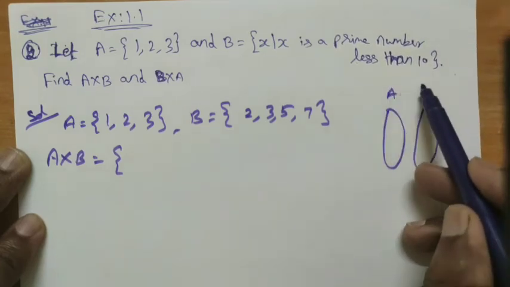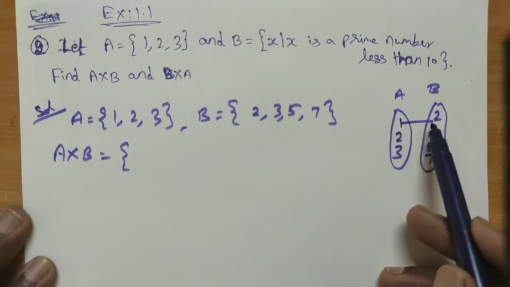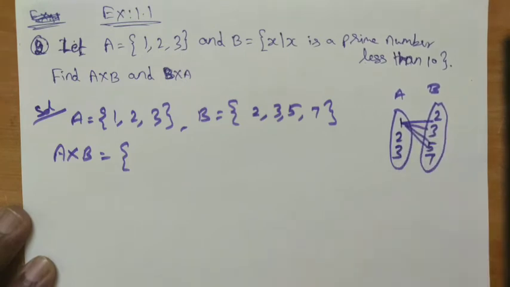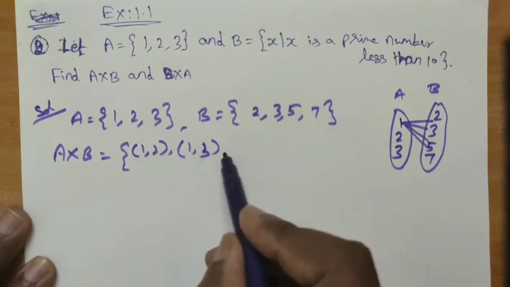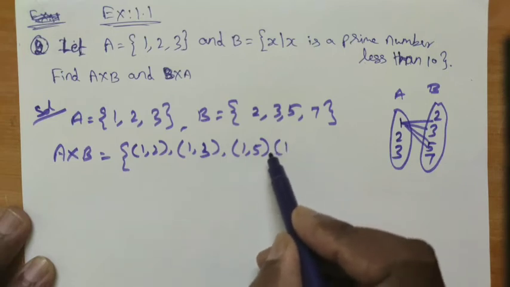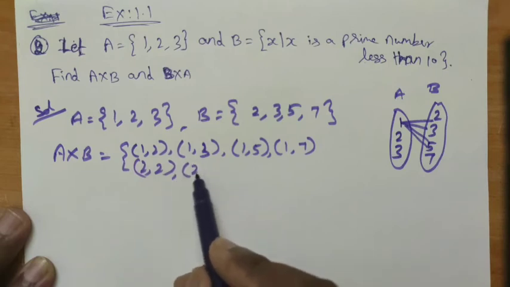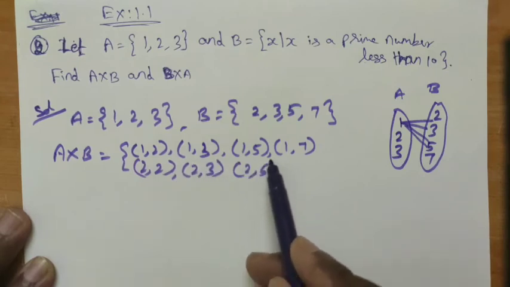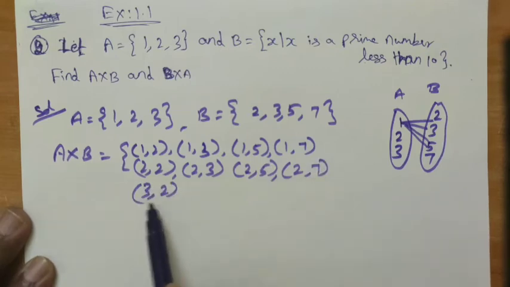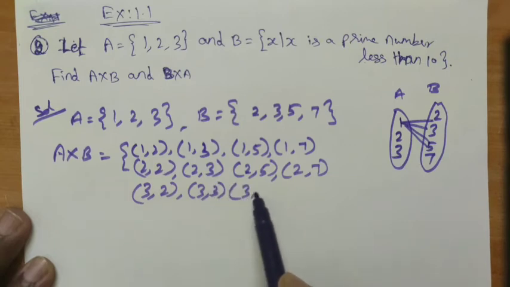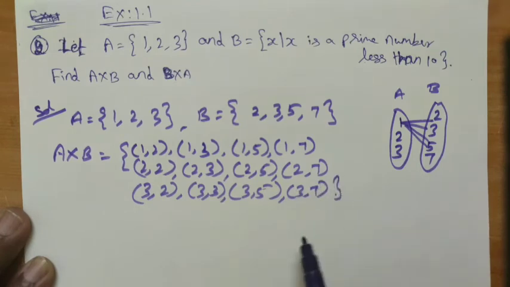So by using the arrow diagram we can easily write the Cartesian product form, right? So this is the arrow diagram. So (1, 2), (1, 3), (1, 5) and then (1, 7). And then the second element: (2, 2), (2, 3), (2, 5) and then (2, 7). And then the third element is (3, 2), (3, 3), (3, 5) and then (3, 7). This is A cross B.